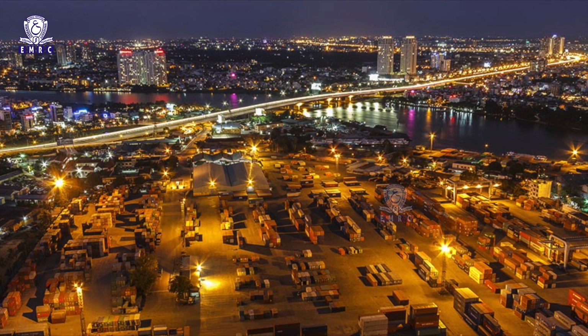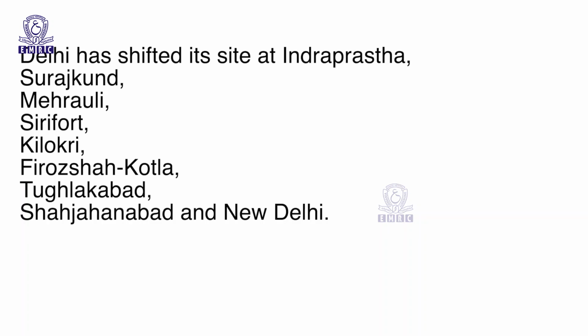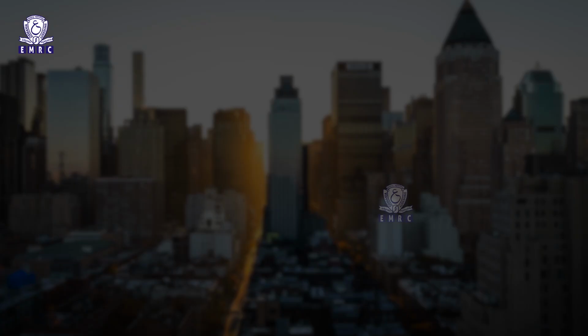Many of the cities have changed their sites in the past. For example, Delhi has shifted its site at Indraprastha, Surajkund, Mehrauli, Siri Fort, Kilokri, Firoz Shah Kotla, Tughlaqabad, Shahjahanabad, and New Delhi. Some of the important cities of the past have disappeared as they lost their strategic, administrative, manufacturing, or commercial prominence.